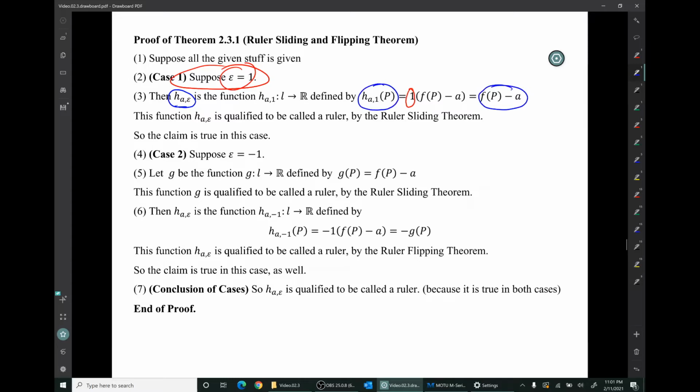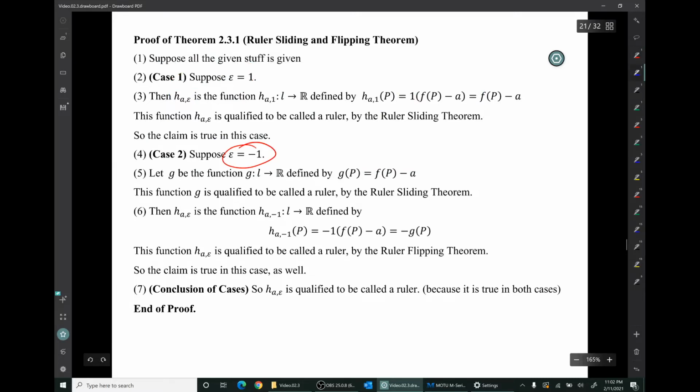Well, that's qualified to be called a ruler because that showed up earlier in the ruler sliding theorem. If we have a given function f of p that's a ruler, and we build a new function by doing this, then that new function that we've built is qualified to be called a ruler. So in this case, the claim is true. Case 2 is, suppose that epsilon is -1.